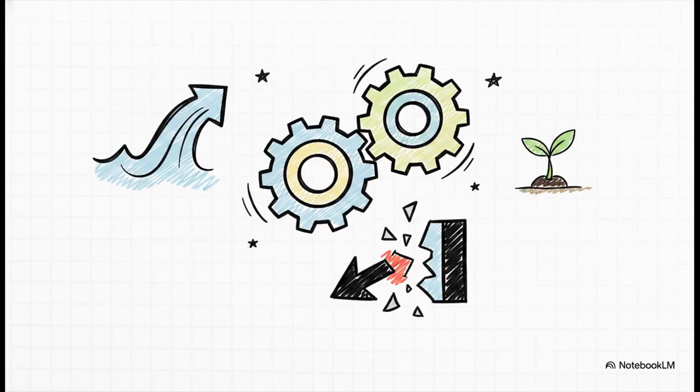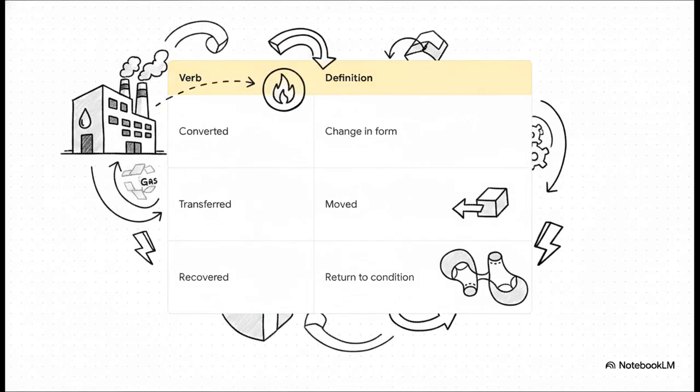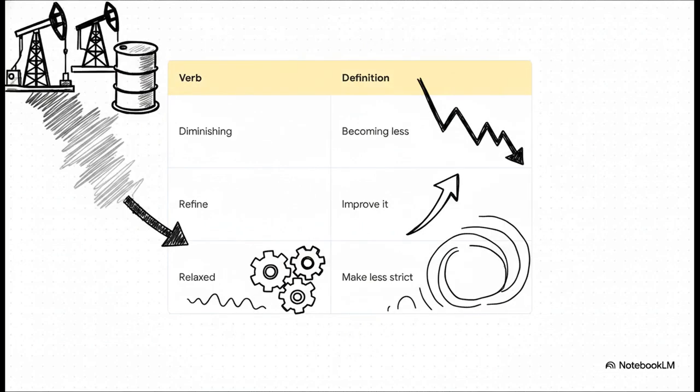Okay, let's look at verbs of action, because nouns alone just aren't enough to describe how things actually occur. See, things fluctuate when they continuously vary, but a text is amended and things are modified for slight improvements. If a power plant changes from oil to gas, its form is converted. Stuff is transferred or moved entirely. Or maybe supplies are diminishing, just becoming less. You might also refine materials, or see rules get relaxed.